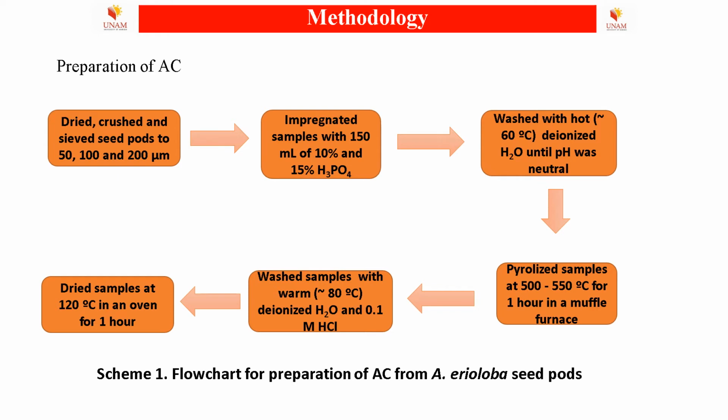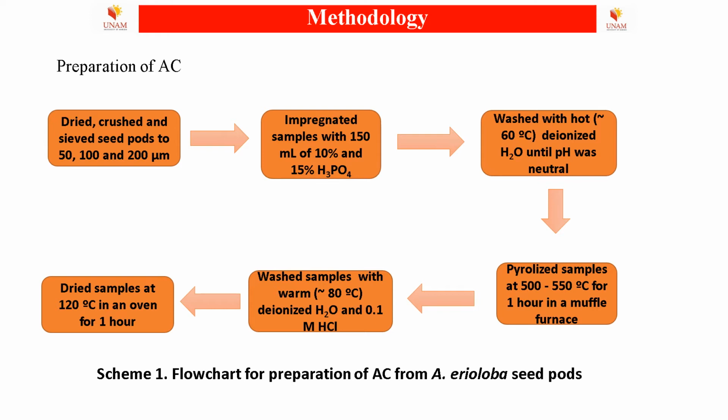Methodology. Preparation of AC. Acacia erioloba seed pods were obtained from the campus of UNAM behind the Faculty of Science building. The material was dried, crushed, and the seed pods were sieved to 50, 100 and 200 microns. Then they were impregnated with 150 ml of 10% and 15% H3PO4, that is phosphoric acid, and aged at room temperature overnight.